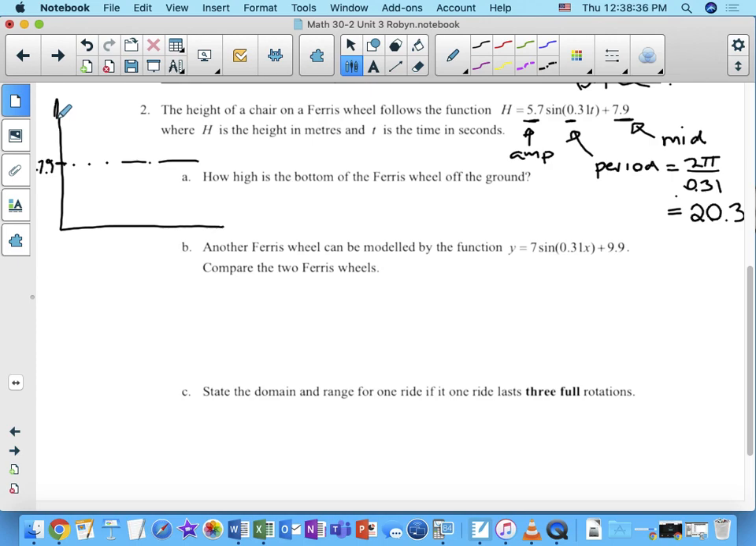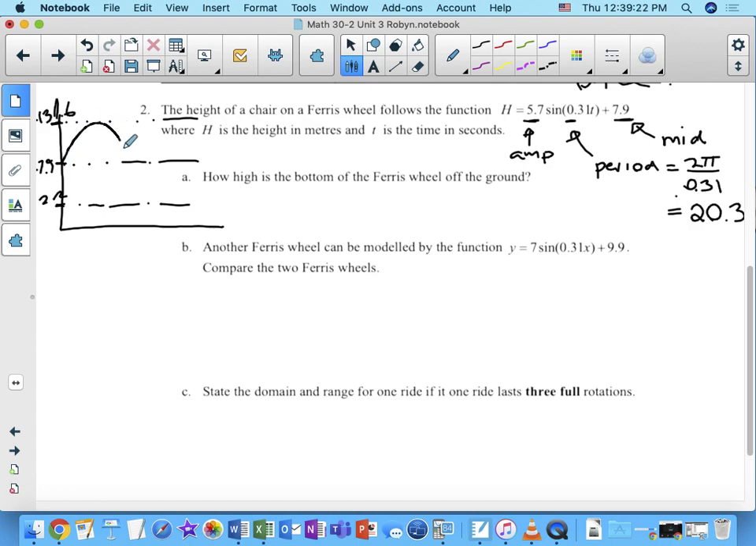13.6? Yes. How'd you get 13.6? Yeah. You just add the 5.7 from the midline, right? Because you're going 5.7 above 7.9. So here's 13.6. And then I'm going 5.7 below 7.9. Where's that? 2.2. Is that 2.2? Okay. And so it's going to look something like this.